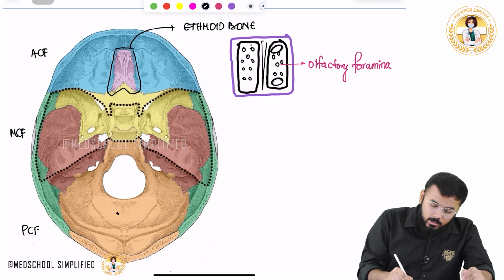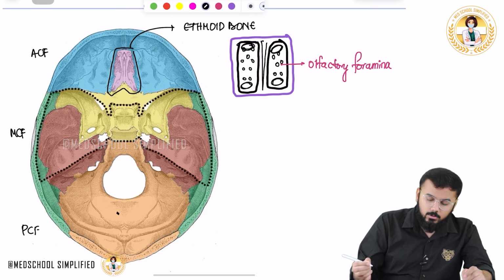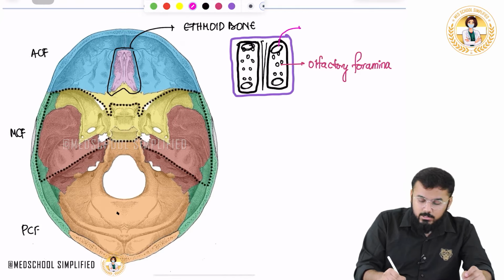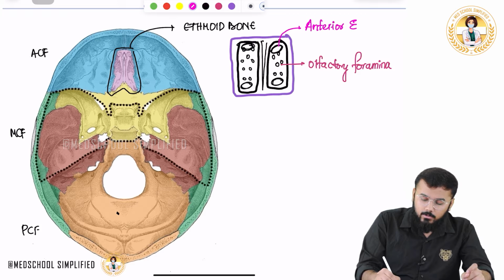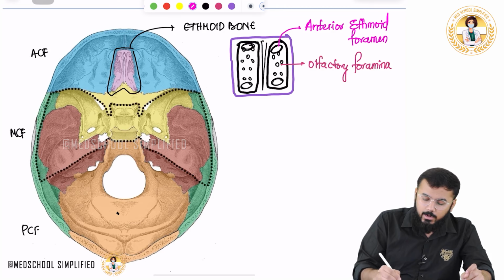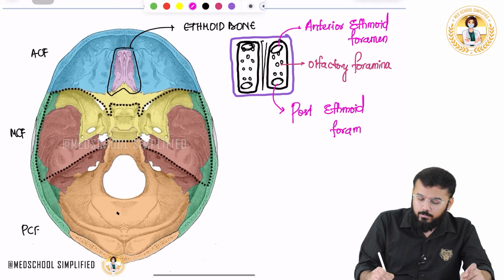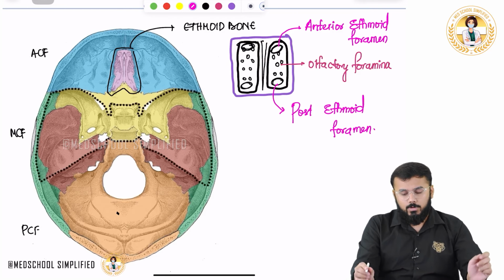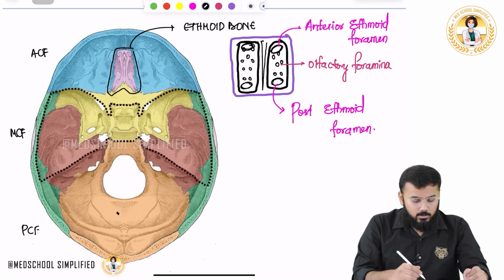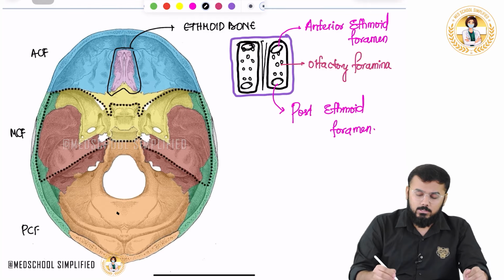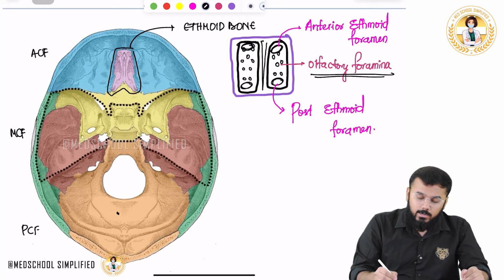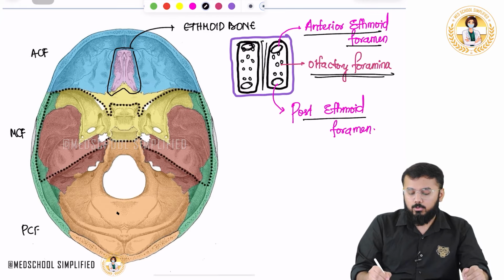Here also you have a larger opening on the front and a larger opening on the back. The opening on the front is called the anterior ethmoid foramen, and this one over here is called your posterior ethmoid foramen. So there are three important openings over here. These tiny openings are called olfactory foramina, and next we have the anterior ethmoid foramen and posterior ethmoid foramen.